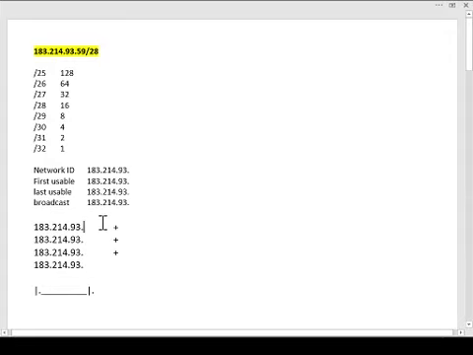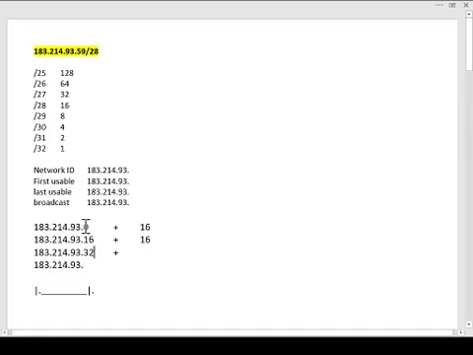So we're going to use the first 3 octets that are not going to change. So it's 183.214.93.0, and we said we're going to go up by 16, so we're going to add in 16. I have to remember that this pulls that over. So we're at 16. 59 does not fall in between the two, so we're going to add another 16, which is 32. Now 59 does not fall between the 16 and 32.